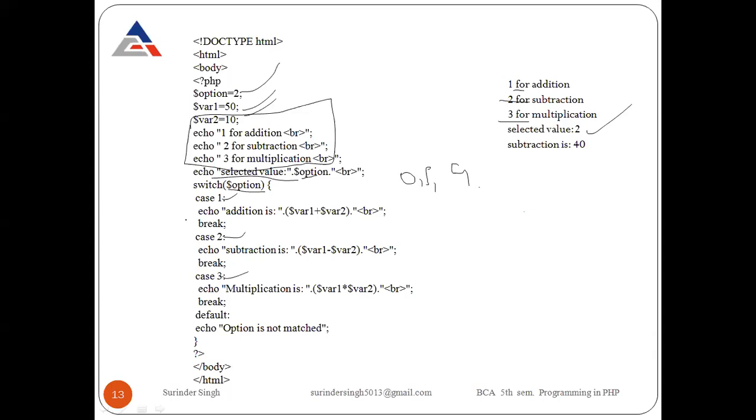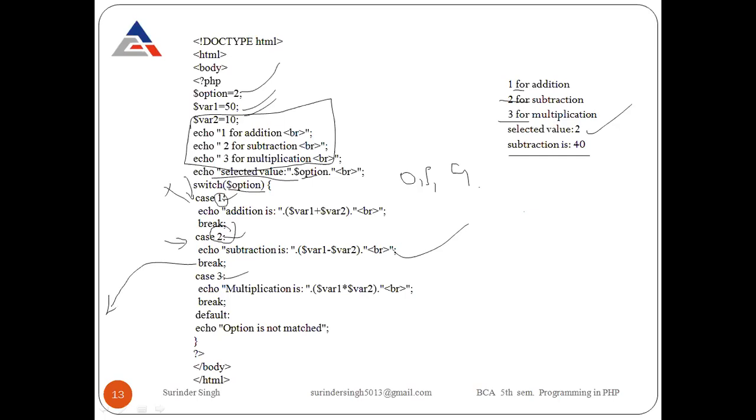Now the option variable has the value two. First, when control enters the switch, in the first case it will check whether option equals 1. No. Then it will move to the next case. Here it checks whether option equals 2, and here a match is found. So it will execute this statement. Subtraction is 40, and the break statement will move control out of the switch.